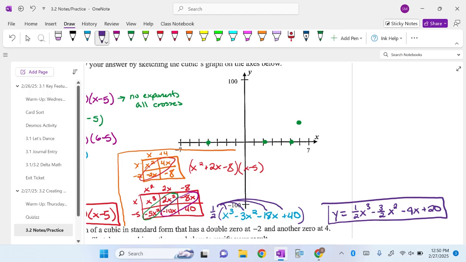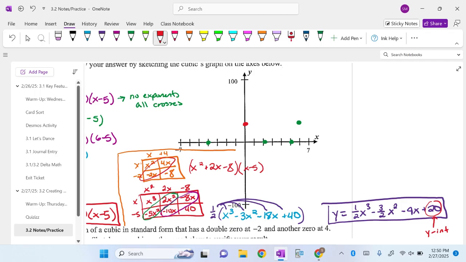Now I can draw a little bit more of my graph. So first off, what's my y-intercept of this graph? 20. How do you know? Y is 20, obviously our y-intercept. Because it's our constant. So our constant in standard form represents our y-intercept. So our y-intercept would be about right here.